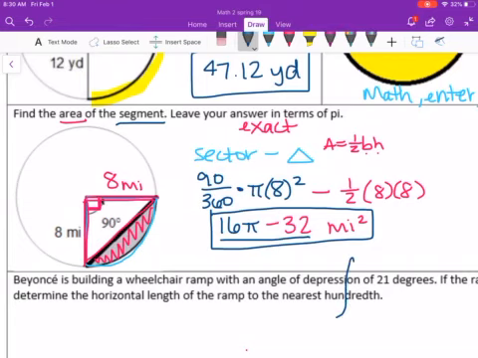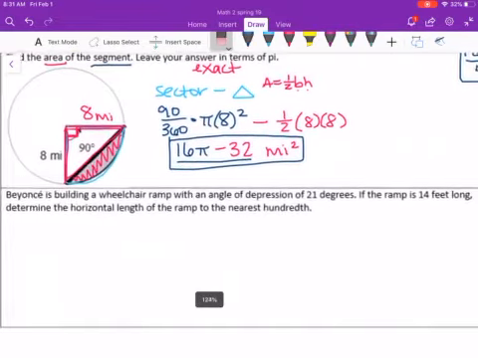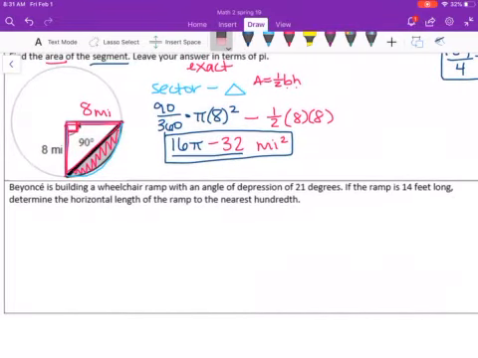All right, one more. This is a review, but I want to make sure we're okay with trig. It says Beyonce is building a wheelchair ramp with an angle of depression of 21 degrees. If the ramp is 14 feet long, determine the horizontal length of the ramp to the nearest hundredth. So if we underline some key things, it says angle of depression of 21 degrees. It says the ramp is 14 feet long, and we want to find the horizontal length of the ramp. So that's going to be our x.